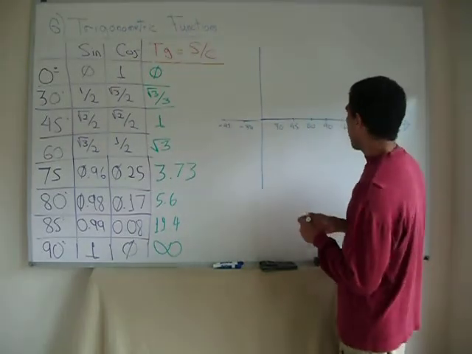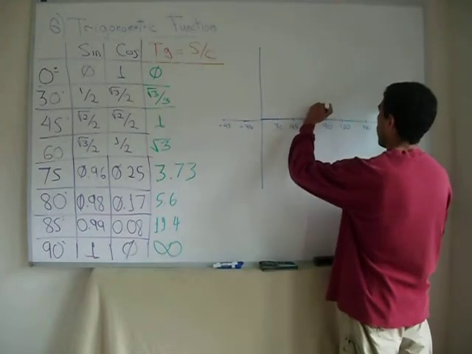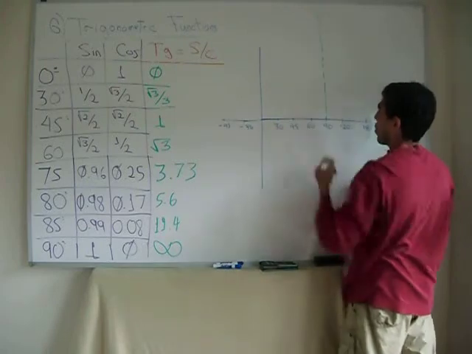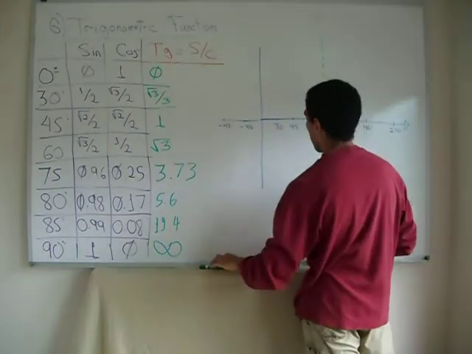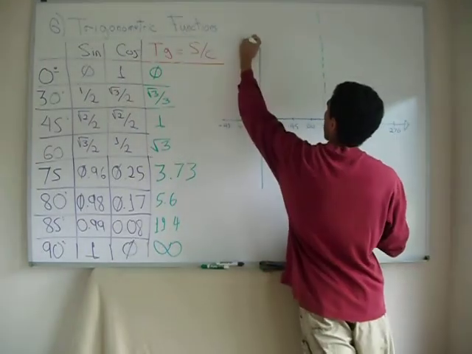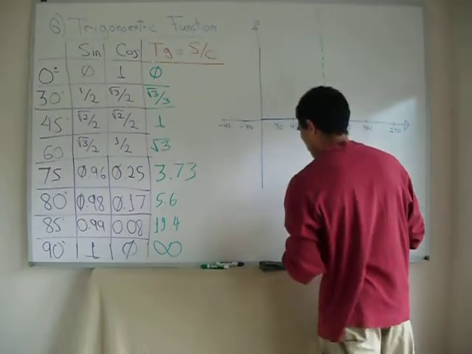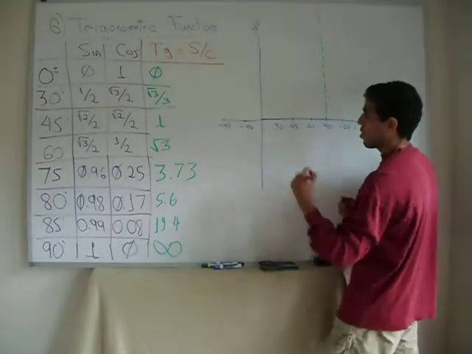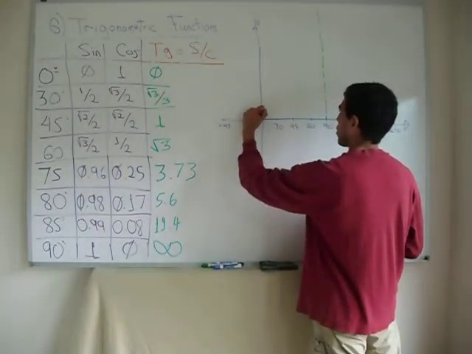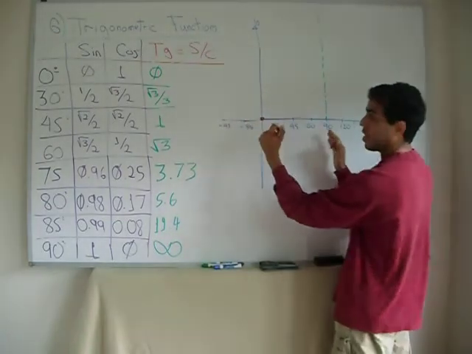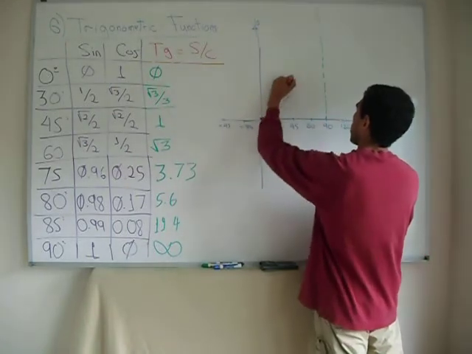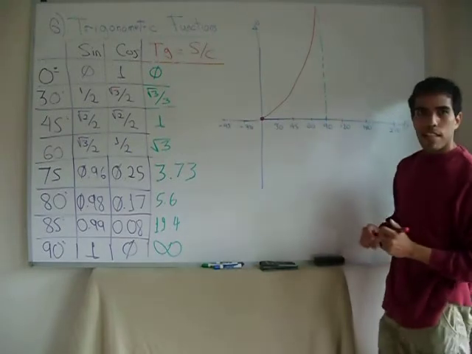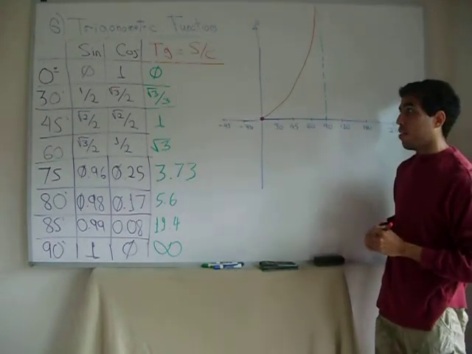So what we're going to do here is draw a vertical line at 90. Okay, we're going to extend the y-axis a little bit. And the graph of tangent is going to look a little bit like this. It starts at 0, but then it starts growing, and when it reaches 90, it just takes off to infinity, okay? That's the first part of the graph of tangent.